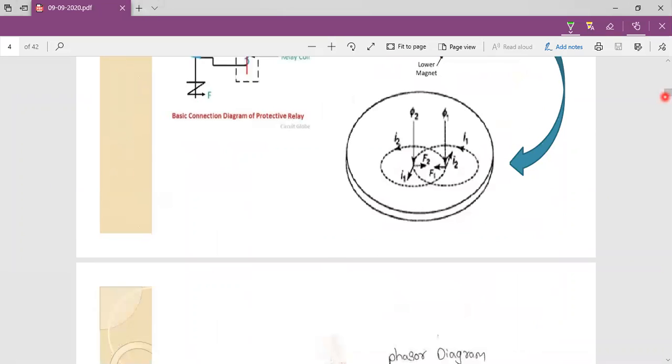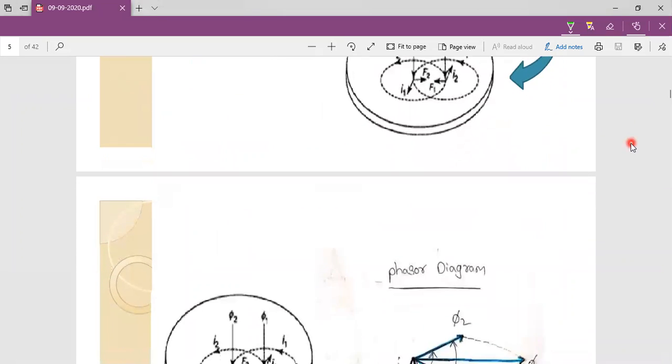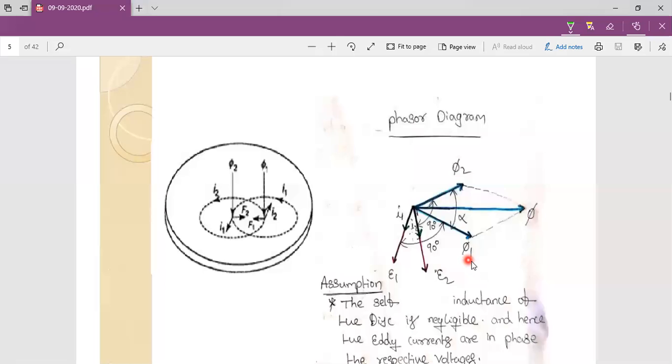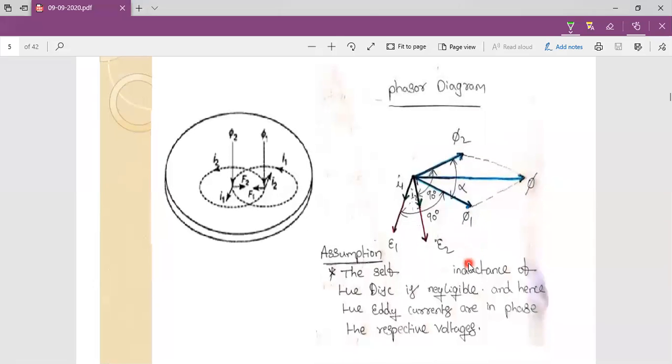By using this phasor diagram, we can clearly understand what is going on in the previous diagram. Here it is phi 1 flux. This phi 1 is because of the I1 current, which we get from a current transformer. Phi 2 is because of I2, and I2 is because of transformer action in the structure. Because of that I2, phi 2 is developed in the air gap.